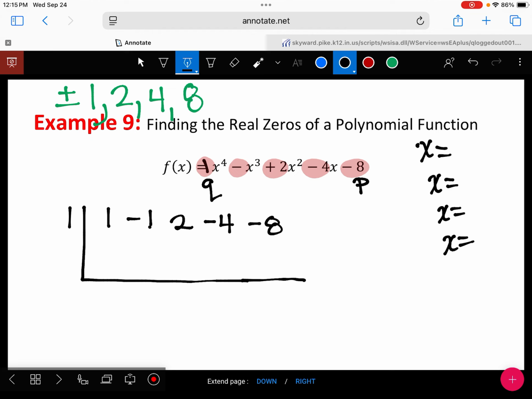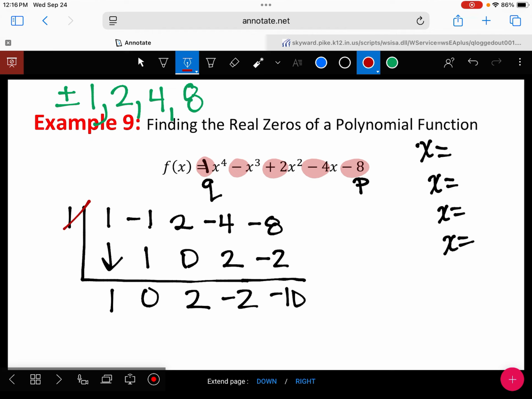For synthetic division, you always bring down the first number and then multiply. 1 times 1 is 1. Add, you get 0. 1 times 0 is 0. Add, you get 2. 1 times 2, 2. Add, you get -2. 1 times -2 is -2, so I ended with a -10. 1 is not one of my answers.